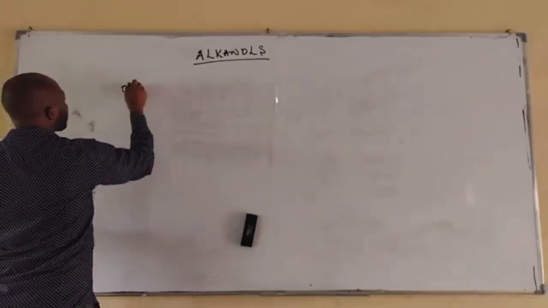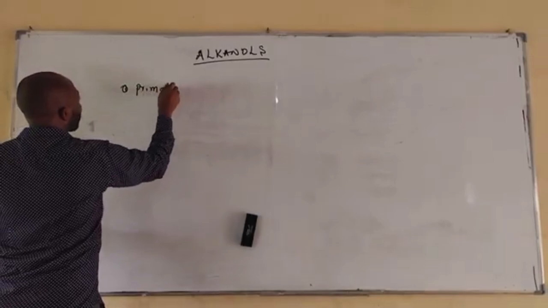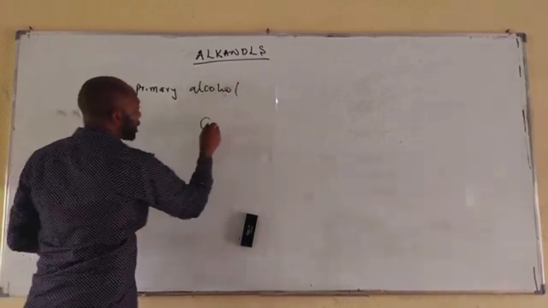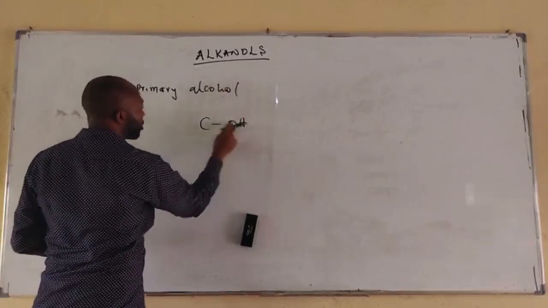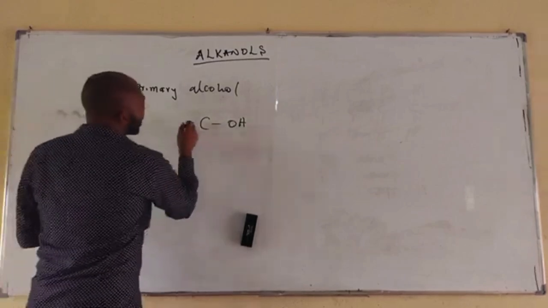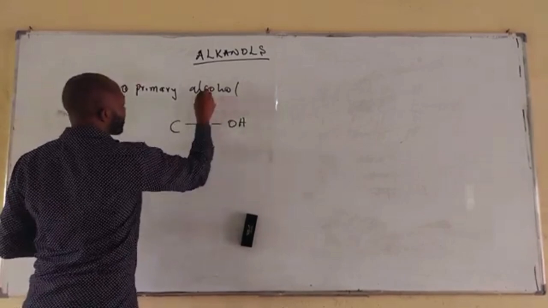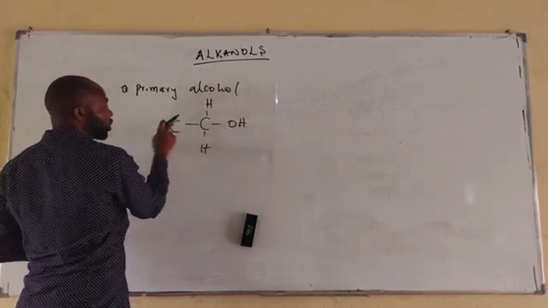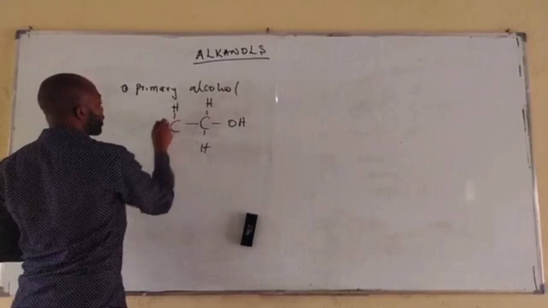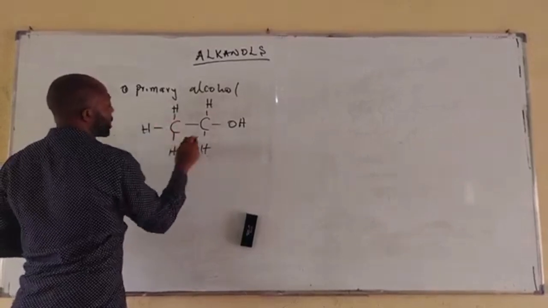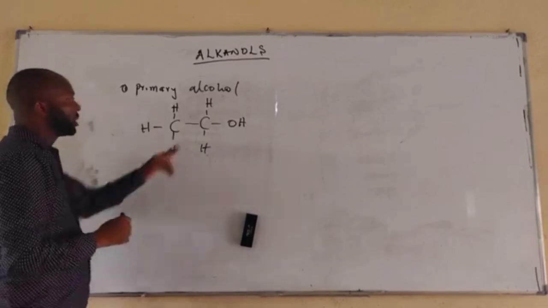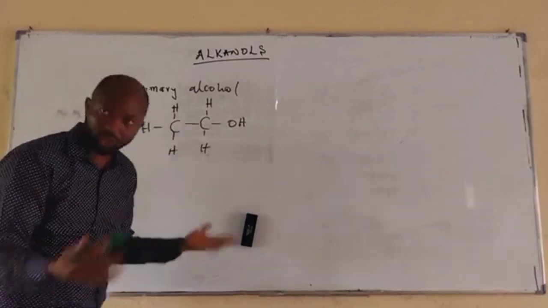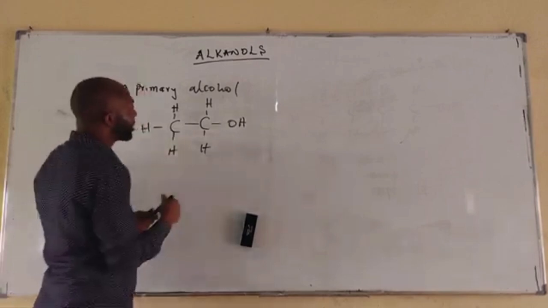So the first one here, we say primary alcohol. The carbon carrying the OH group, this is the carbon, is attached to just one other carbon atom, which is this. So this is the primary alcohol. This carbon carrying the OH group must be attached to one other carbon atom or no carbon atom. What do I mean by that?